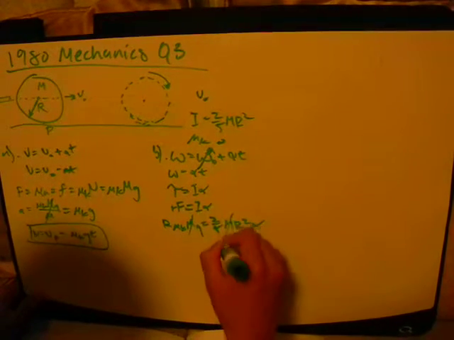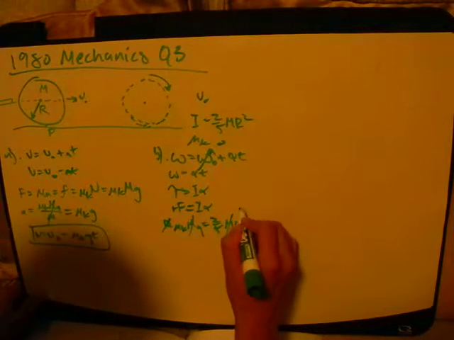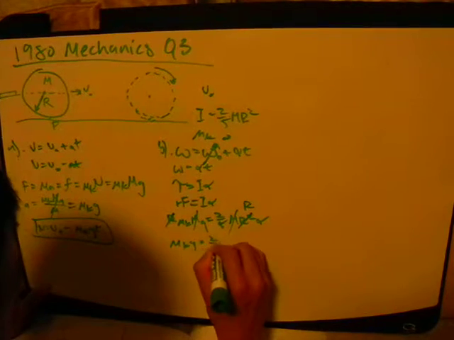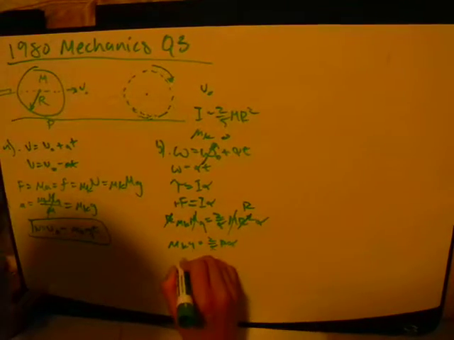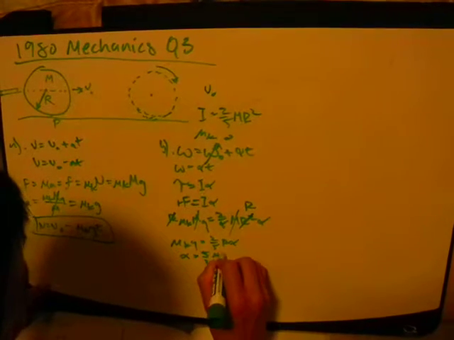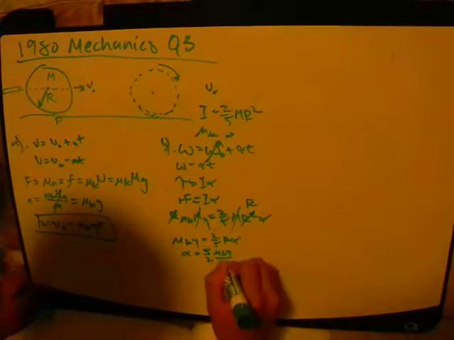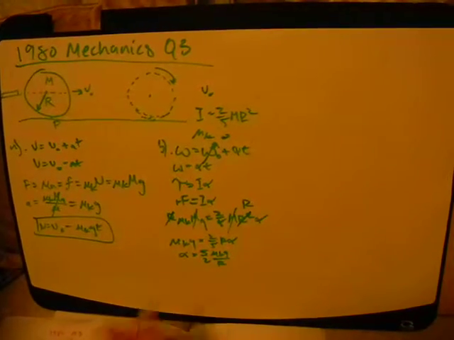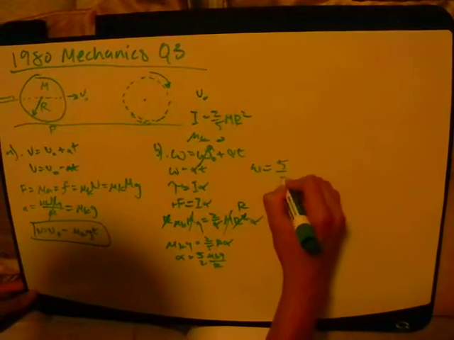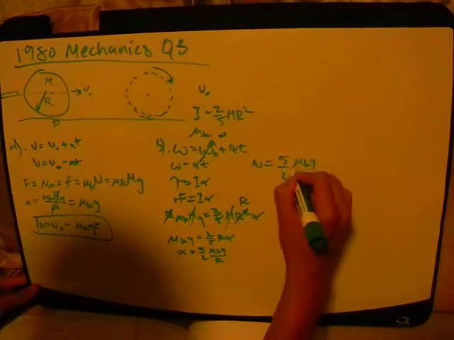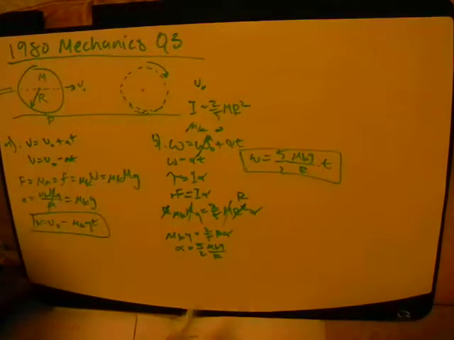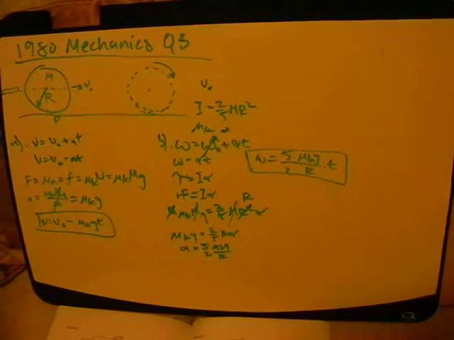So cancel out the m's. Cancel out one of the r. So mu k g is equal to 2/5 r times alpha. That means alpha, if you move everything to the side, is 5/2 mu k g over r. Hope you guys can read that. Okay, so that means we found alpha. Plug it in. We have omega is equal to 5/2 mu k g over r times t. That's omega. Okay, so we are on to part C.